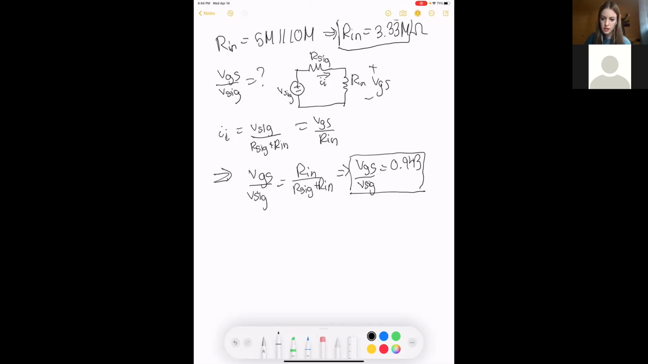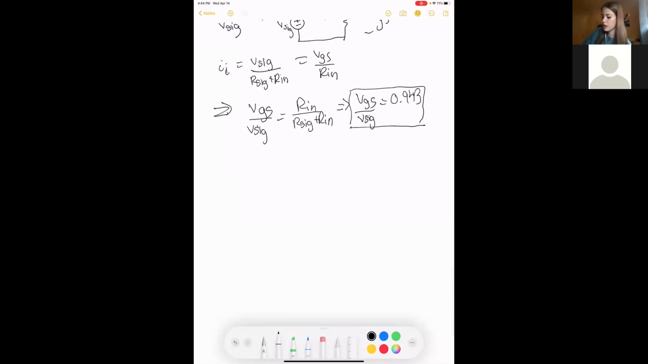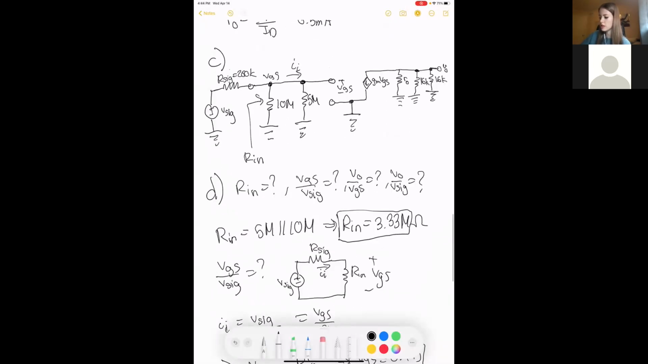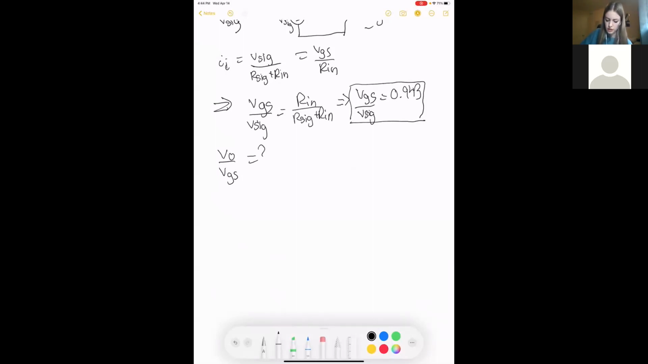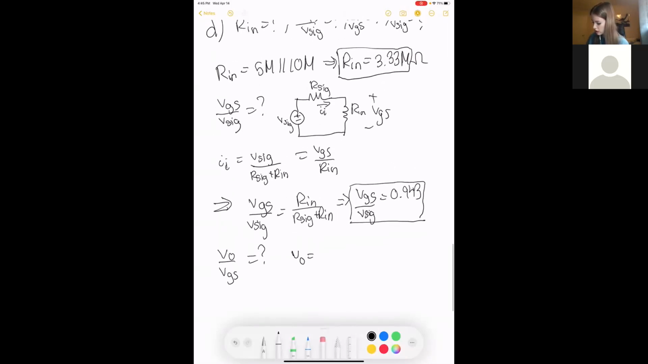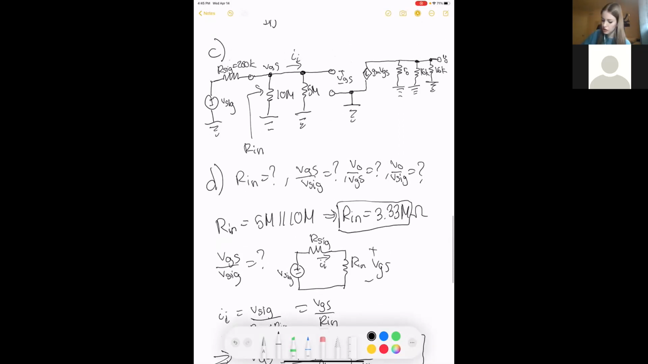All right. So the next thing that we are finding is VO over VGS. So this is our V out. It's over here at the end of our circuit. How are we going to find that? First, we want to find an equation for VO. I'll scroll up here just so I can explain it. So VO, we want the current, right? It's the current at VO times our RO and our 216K resistors in parallel.